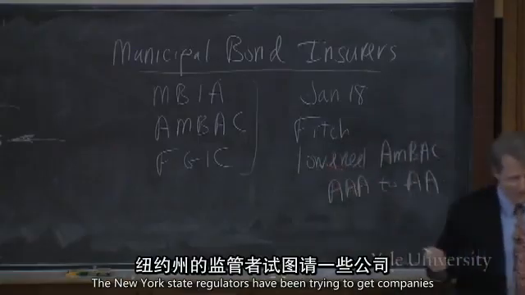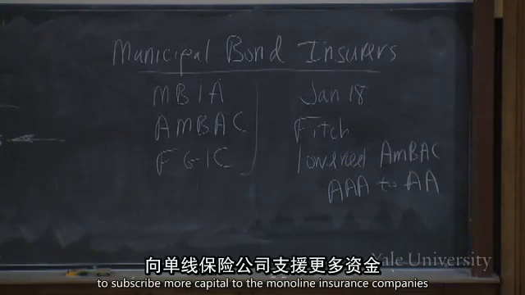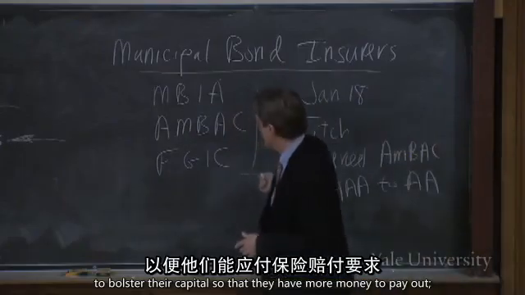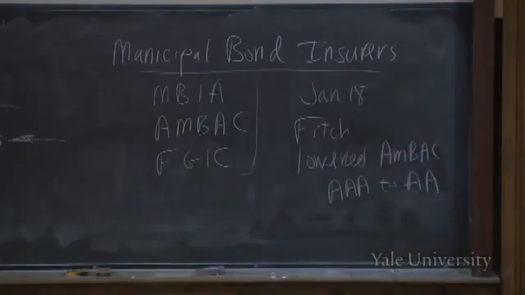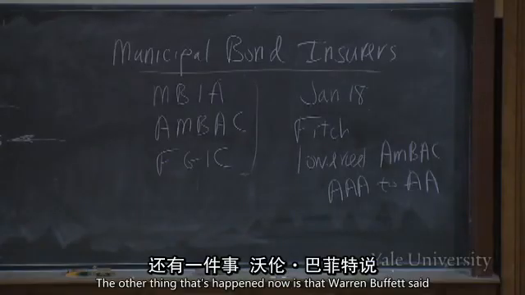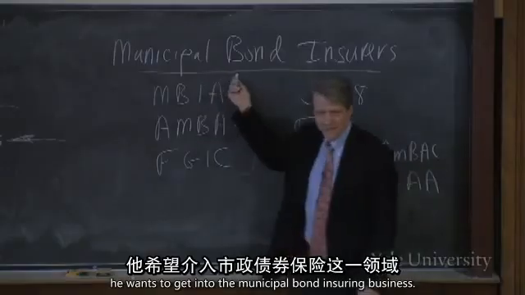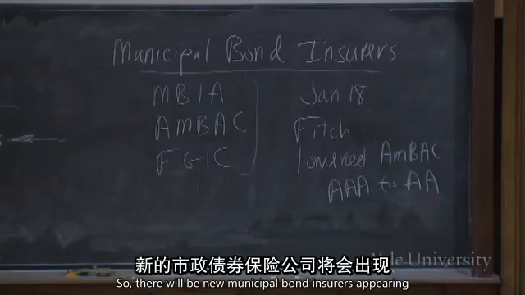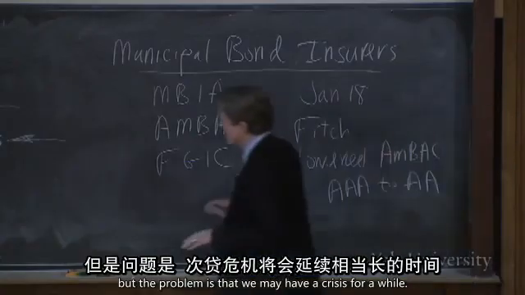The New York State regulators have been trying to get companies to subscribe more capital to the monoline insurance companies, to bolster their capital so that they have more money to pay out, and that will prevent any more lowerings of their ratings. And the other thing that's happened now is that Warren Buffett said he wants to get into the municipal bond insuring business. He's just a business person coming in. And so there will be new municipal bond insurers appearing that will take up the slack. And so we'll be all right, but the problem is that we may have a crisis for a while.